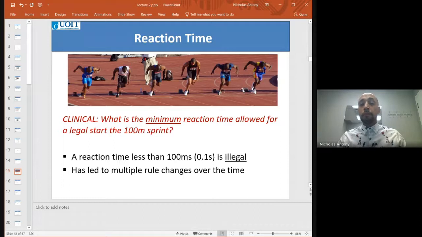Do you guys remember how people can get disqualified because of a false start? Before, you got one false start and then on the second one you were kicked out. Now you're just kicked out. It's because people are anticipating. They're trying to anticipate when the start pistol is going to be shot, so they're trying to get a head start.